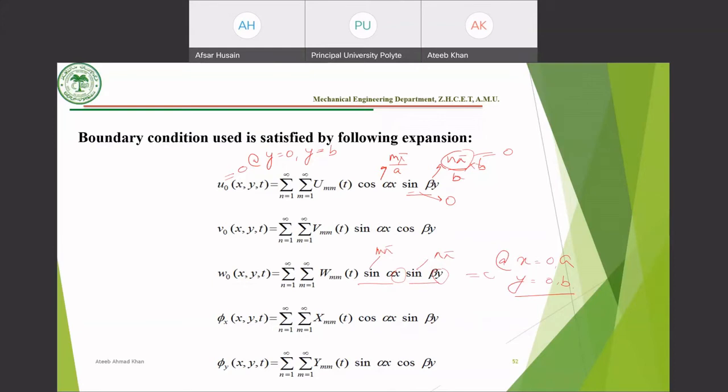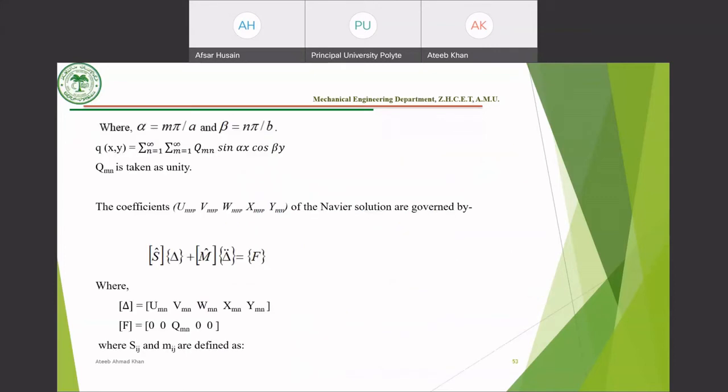And this is one of the reasons why the analytical solution is only possible for simply supported plates and not for other types of boundary conditions, because we don't have any proper assumptions to make in order to satisfy the boundary conditions. So as I told you, alpha is equal to m pi by a and beta is equal to n pi by b. And this is the load which I have used in my analysis, which is a sinusoidally varying load.